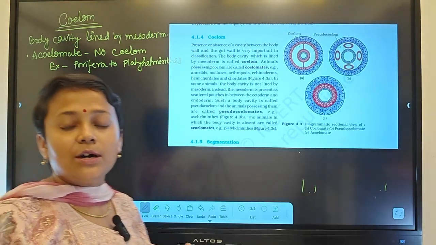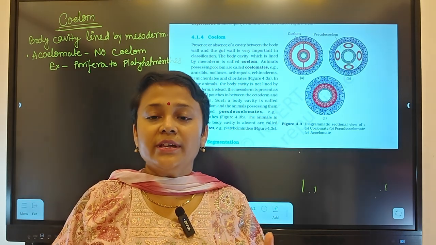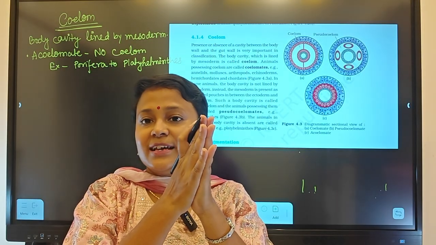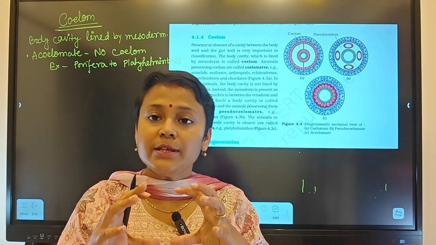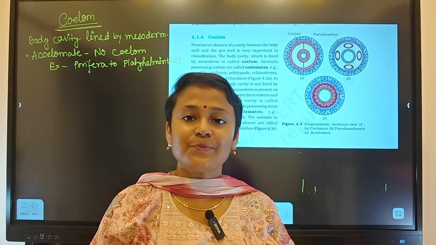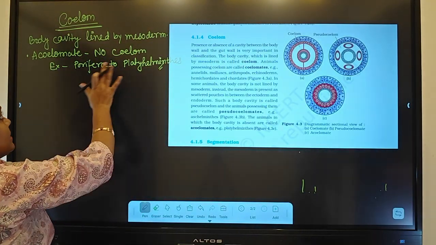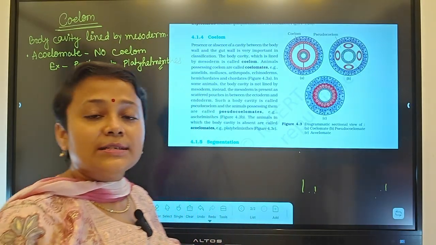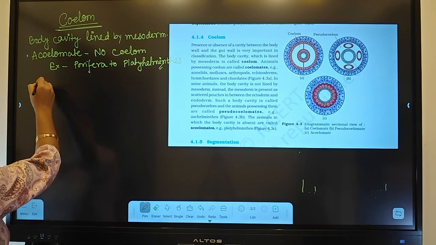Platyhelminths have three germ layers: ectoderm, endoderm and mesoderm. But their body is dorsoventrally flattened, meaning flat. There is no body cavity. In spite of having mesoderm, they don't have a body cavity. That's why no coelom is present. So up to Platyhelminths, the organisms are called acoelomates. Coming to the next category.